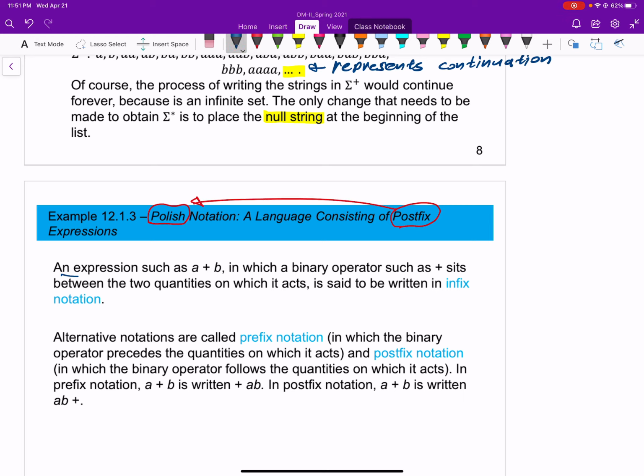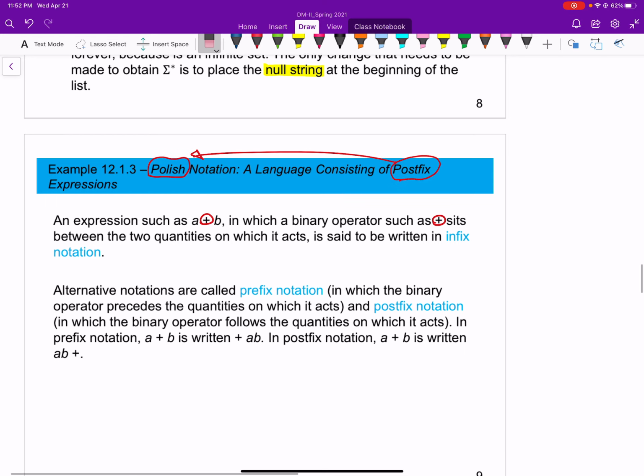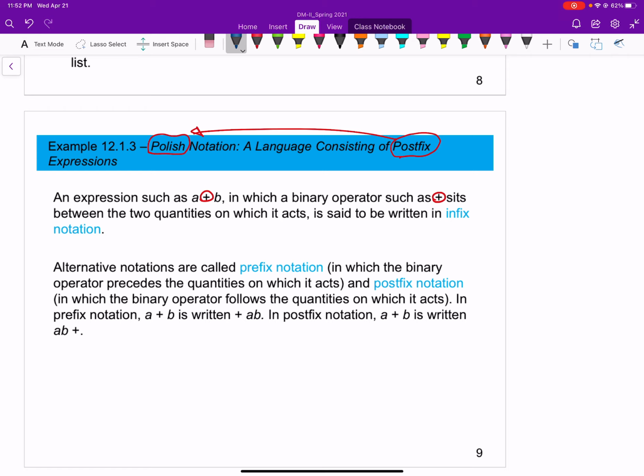An expression such as a plus b, in which a binary operator such as summation sits between the two quantities on which it acts, is said to be written in infix notation. So that format is called infix notation, if this plus sign stays in between a and b. That you already know.